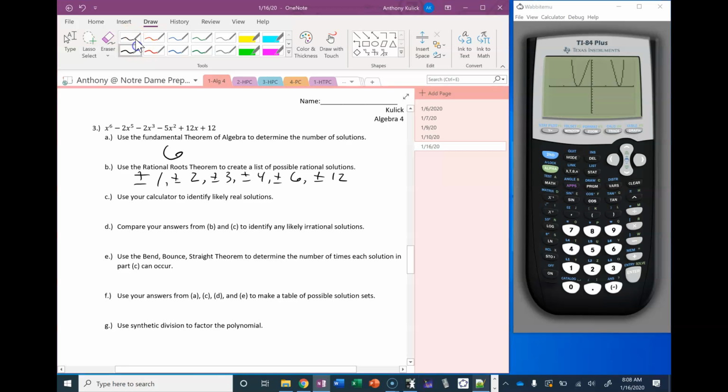All right. So is everybody convinced there's exactly 2 x-intercepts? What are the 2 x-intercepts at? Negative 1 and positive 2. Okay, on to part D. Are either of those irrational? No. Why not? Because they're on our list, right?